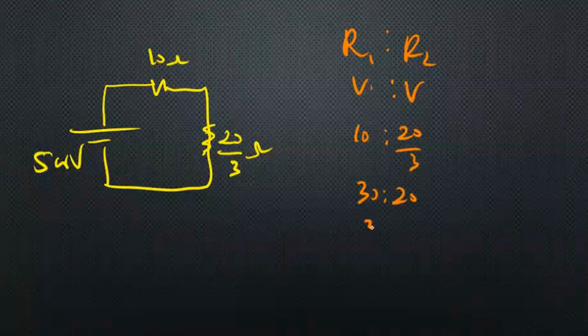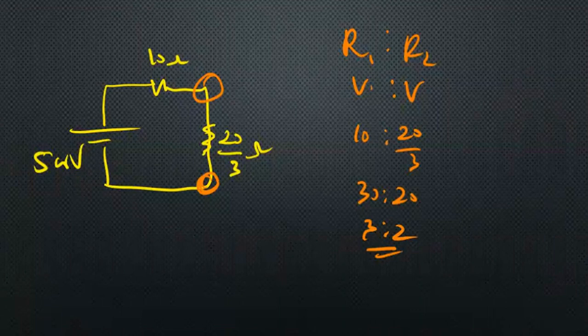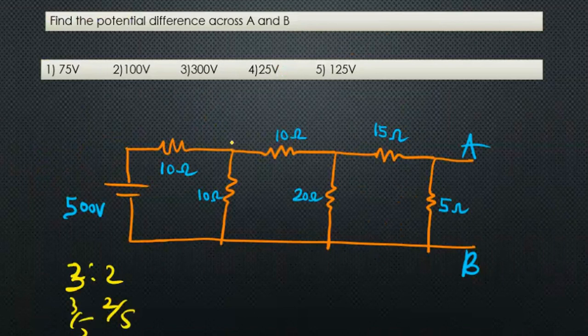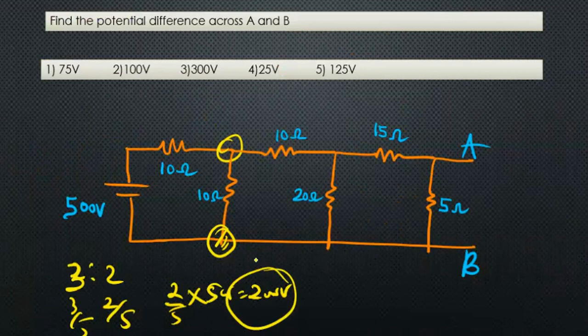We need only the potential difference across these two. So applying the 3 is to 2 ratio, we get a 2 over 5 fraction and a 3 over 5 fraction. We need only this potential difference, so 2 over 5 into 500, we get 200 volts. That means this potential difference is 200 volts.